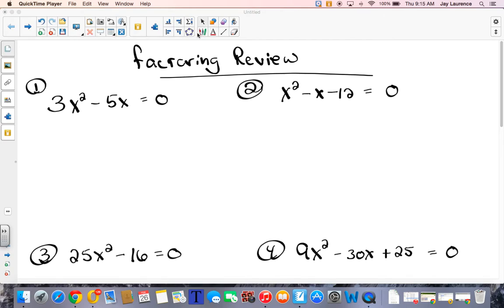Doing a little factoring review, help you get ready for next week. And we're going to be moving to the quadratic formula. That's what I just sang for you. Oh, you want me to sing it again?